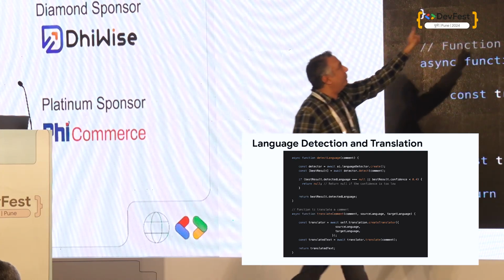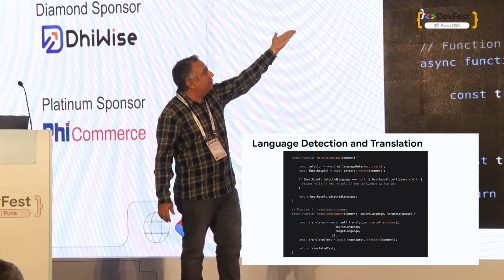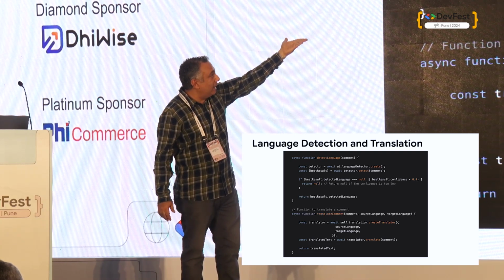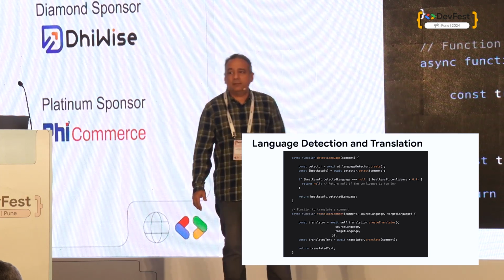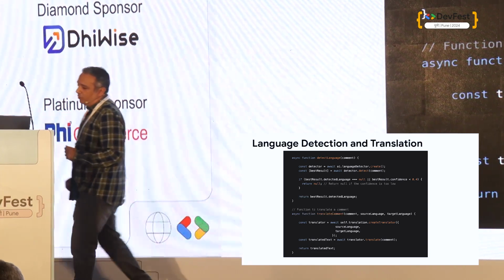So if you see, it's again very straightforward. With the language detector create, you can detect a language. Similarly here, for translation, you create the translator and do a dot translate. The calls are as straightforward as this.